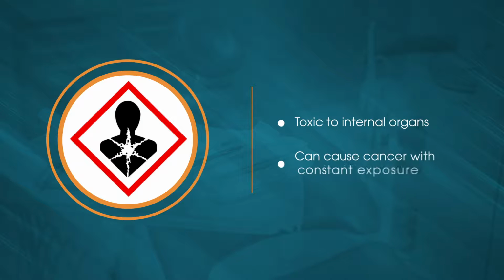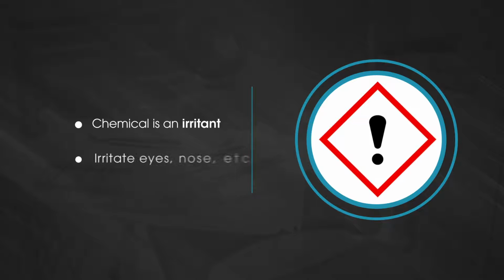This symbol is a picture or silhouette, if you will, of an individual with a starburst. This symbol means that this chemical has a toxic organ effect. It has an affinity for our circulatory system or your respiratory system and can cause cancer over time. This last symbol is an exclamation point. This stands for a chemical that's an irritant. So it's not caustic, it doesn't cause cancer, but it can irritate your eyes or your nose.